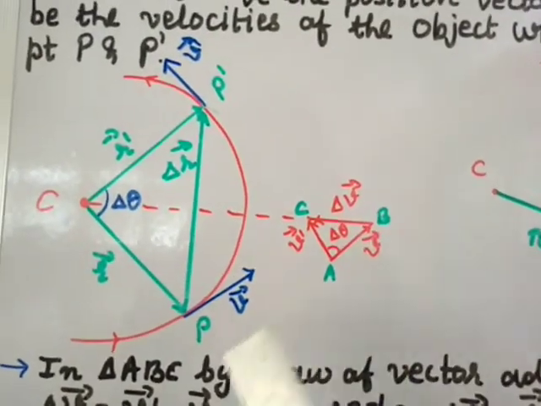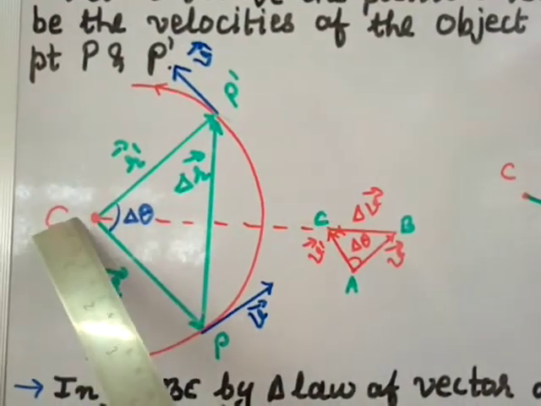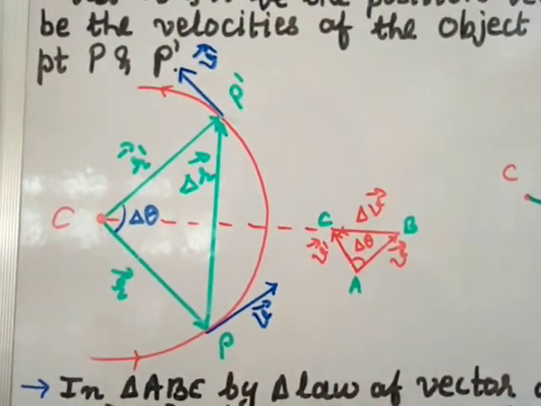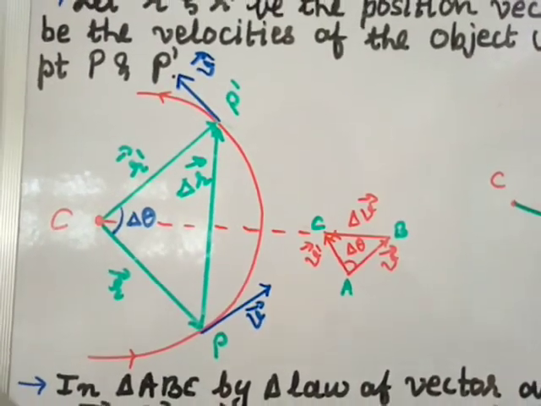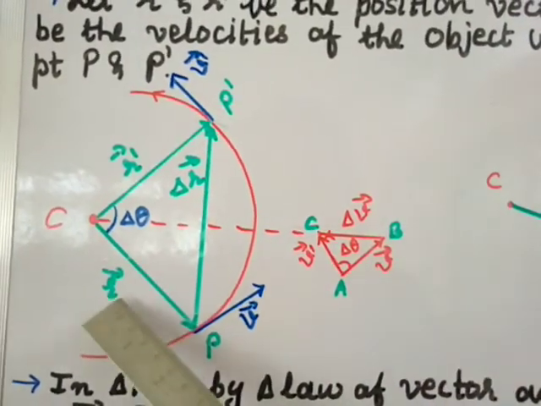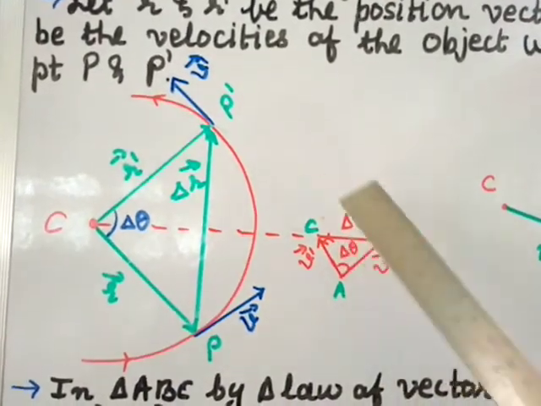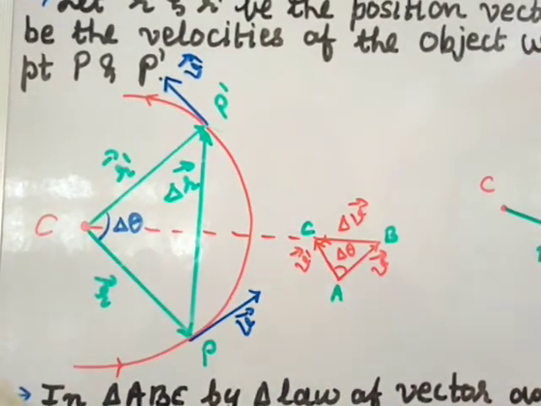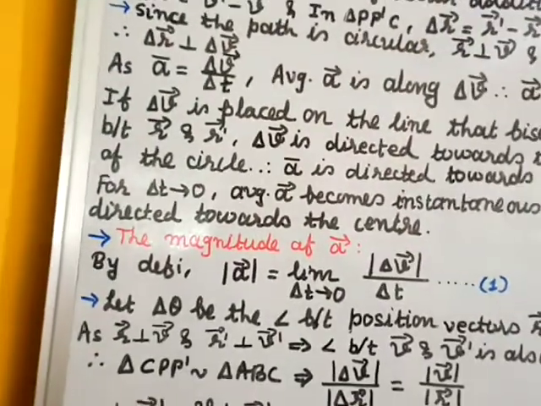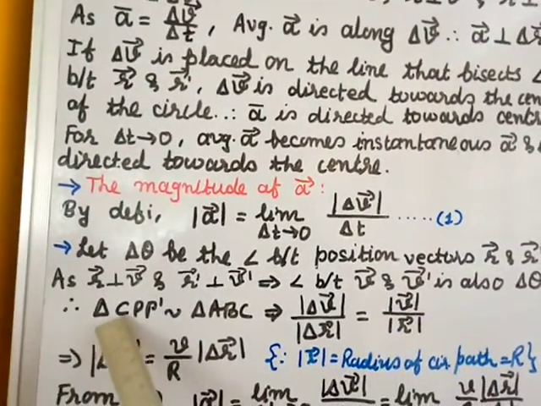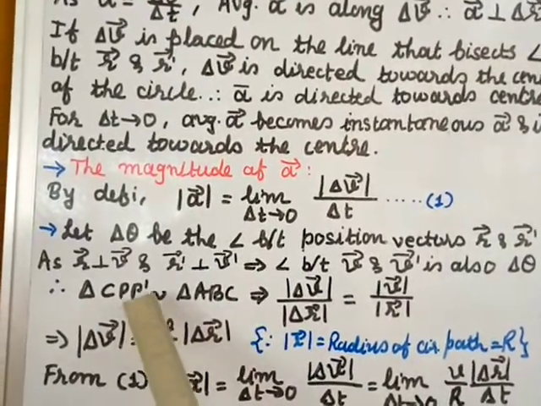So the angle between V and V dash will also be delta theta. And because of this we can say that triangle ABC is similar to triangle CPP dash. And we know if two triangles are similar, then their side ratio is constant. That means we can say that V by r equals V dash by r dash equals delta V by delta r, because they are similar triangles. Therefore triangle CPP dash is similar to triangle ABC. This is the symbol for similarity.